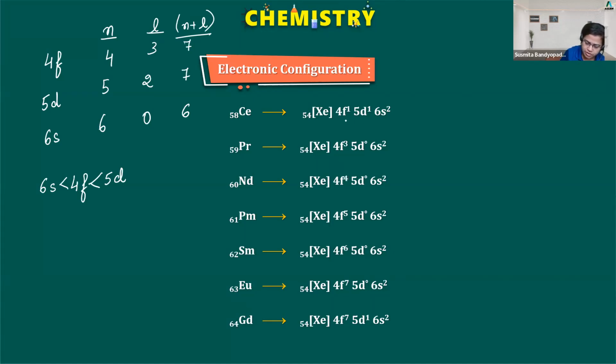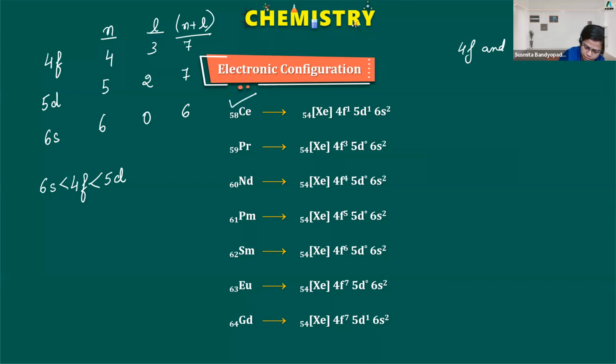Ideally, first 4f should be filled and then 5d. See here, 3 and then 0. This anomalous behavior can only be justified. So 6s is done first, then complete 4f and then 5d. But that's not happening. This is what has been found out, and we can justify it with the fact that 4f and 5d are close.